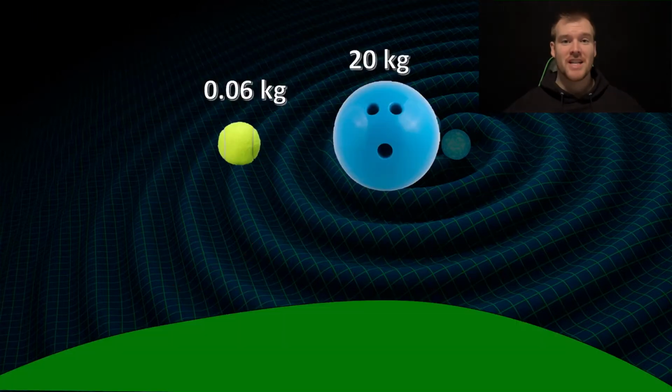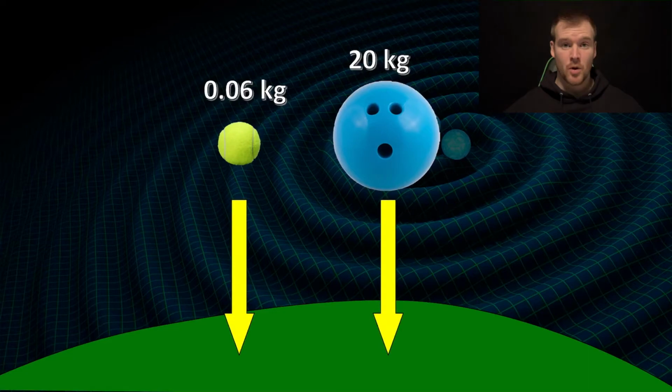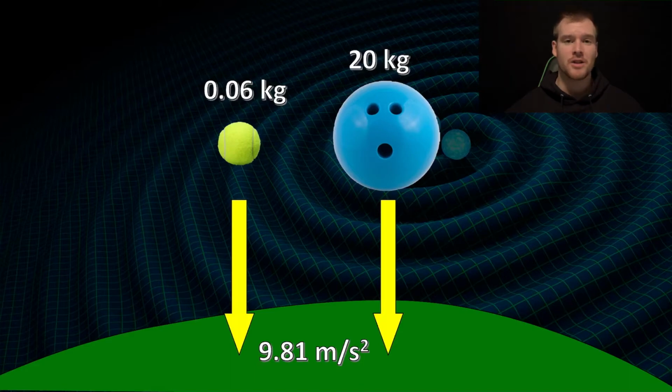Now we're going to look at gravitational force. So we know that if we take these two objects, a tennis ball and a bowling ball, the gravitational field strength says that they're going to accelerate towards the mass source of the Earth at an acceleration of 9.81 meters per second squared. And we saw this in the first unit that everything will accelerate like this. But now let's look at the force that is acting on these objects.